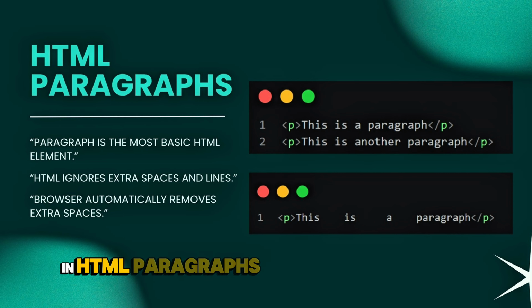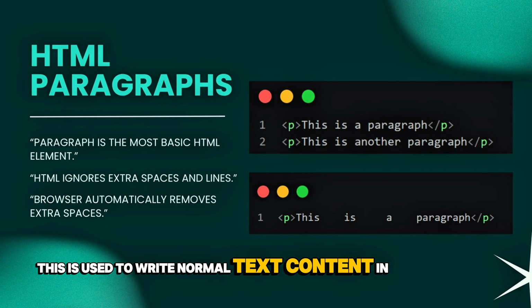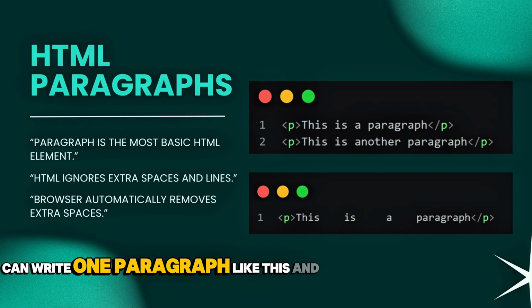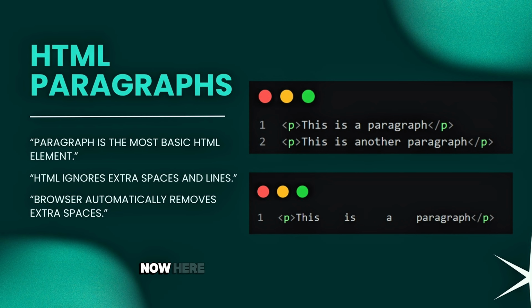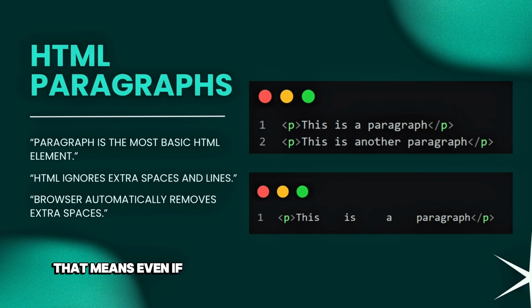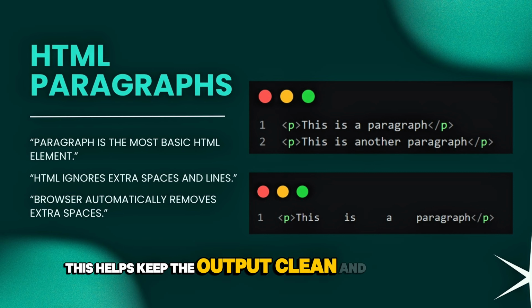In HTML, paragraphs are created using the p tag. This is used to write normal text content in a web page. For example, you can write one paragraph like this and another paragraph like this. Now here is an important point. HTML ignores extra spaces and extra lines. That means even if you write multiple spaces in your code, the browser will display it as a single space. This helps keep the output clean and readable.